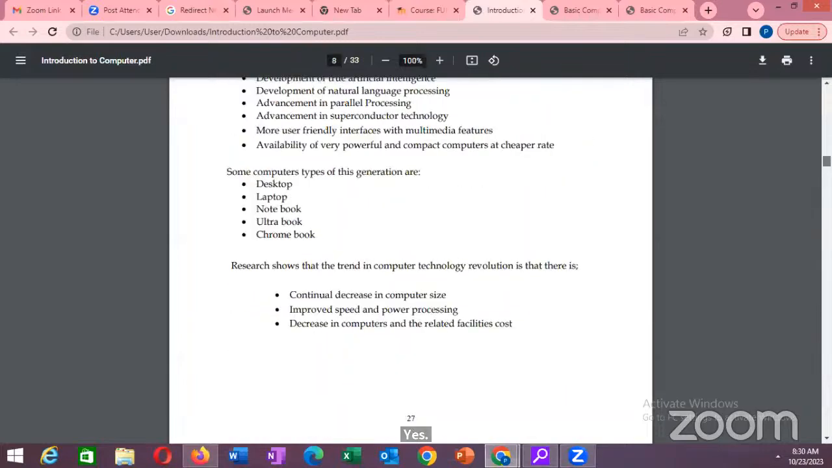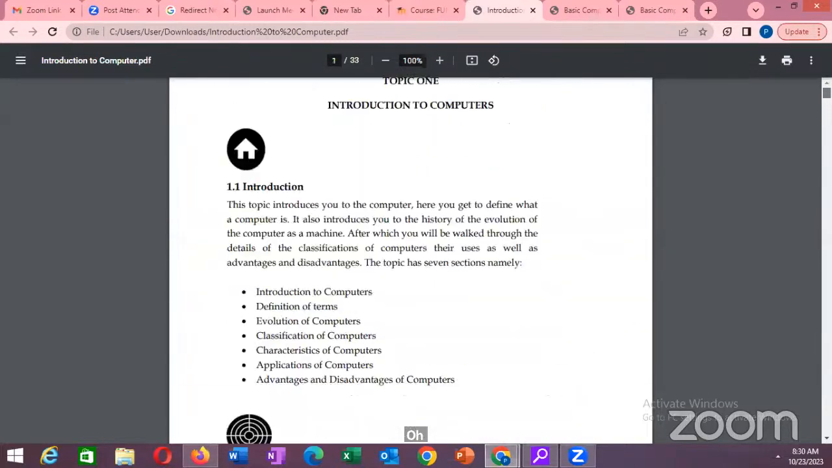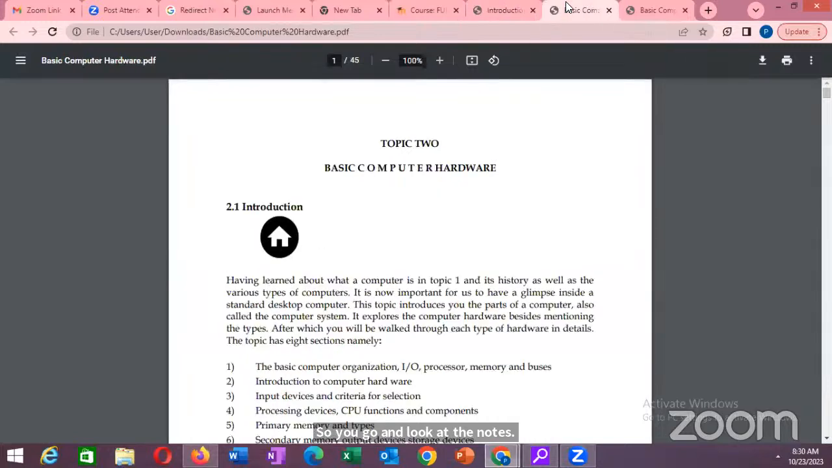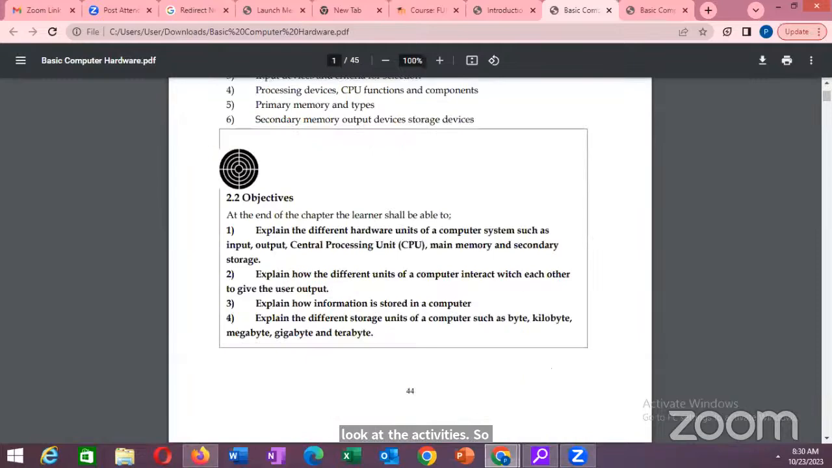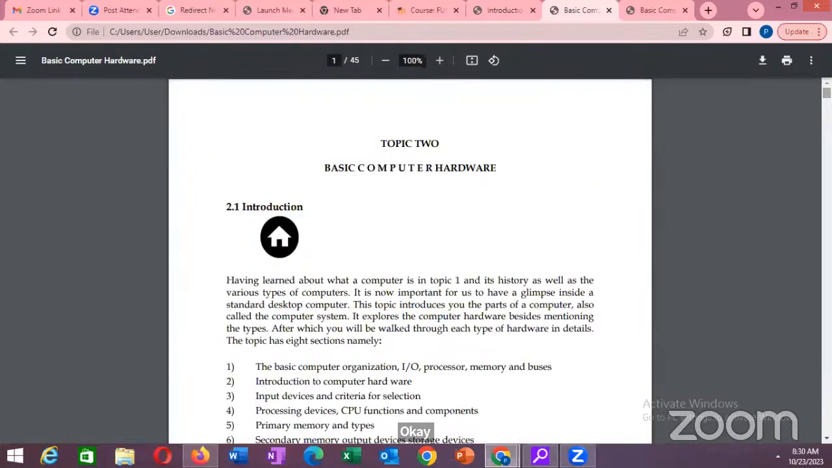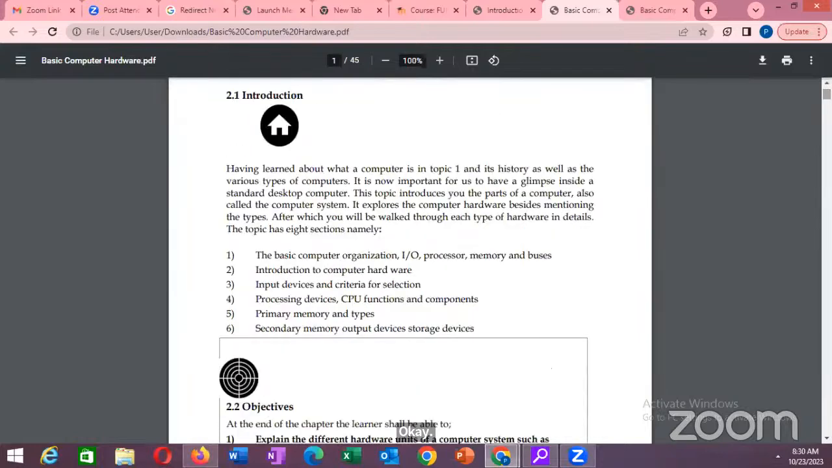So you go and look at the notes and look at the activities. Today we are just doing a recap of topic 1, and then going to topic 2, which we want to hammer now. Here we are looking at the basic computer hardware. Having learned about what a computer is in topic 1, its history, as well as the various types of computer, it is now important for us to have a glimpse inside a standard desktop computer.